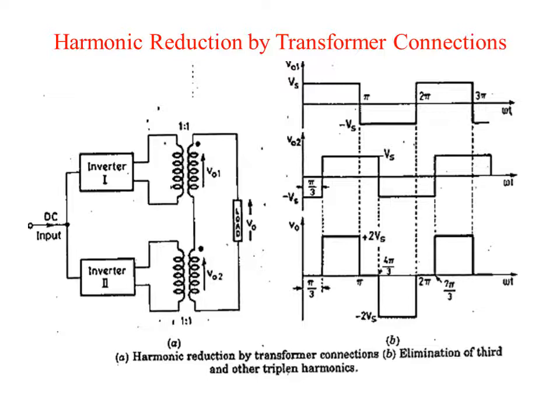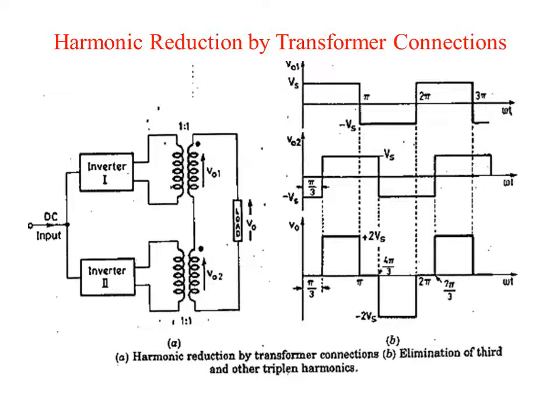Their output voltages are V01 from inverter 1 and V02 from inverter 2. As shown in figure B, the V02 waveform is taken to have a phase shift of pi divided by 3 radians with respect to the V01 waveform. The resultant output voltage V0 is obtained by adding the vertical coordinates of V01 and V02.